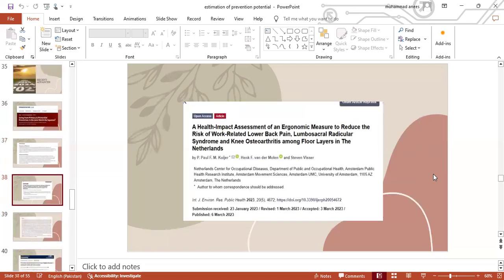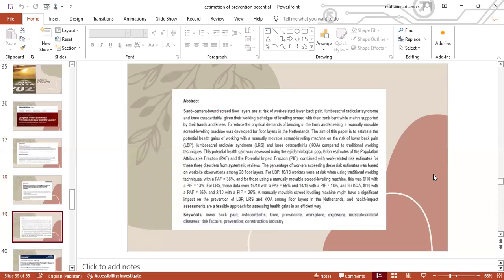This is another article: a health impact assessment of an ergonomic measure to reduce the risk of work-related lower back pain, lumbosacral radicular syndrome, and knee osteoarthritis among floor layers in the Netherlands. Published in March 2023. So this is the abstract, which shows that street floor layers are at a risk of work-related lower back pain, lumbosacral radicular syndrome, and knee osteoarthritis, given their work techniques of leveling street with their trunk bent while mainly supported by their hands and knees. To reduce the physical demands of bending the trunk and kneeling, a manually movable street leveling machine was developed for floor layers in the Netherlands.